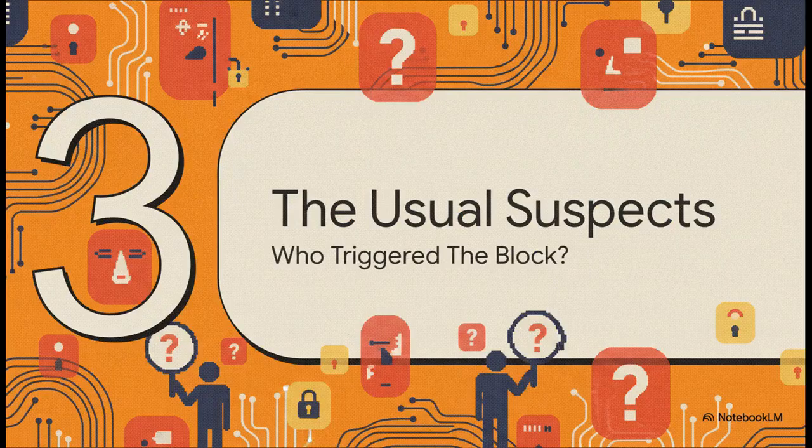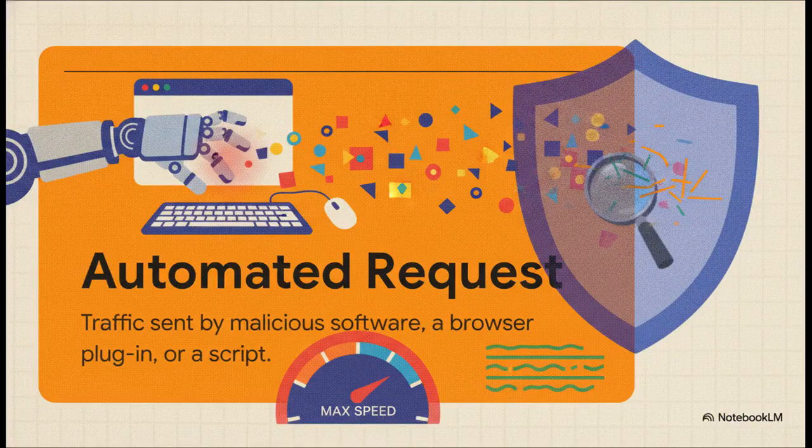Section 3. The usual suspects. Who triggered the block? Now that we've secured the crime scene and checked the rulebook, we have to ask who or what actually triggered this defense. Before we start pointing fingers, we need to understand the weapon of choice here, the automated request. You see, these systems are expecting human behavior, right? They expect clicks, little pauses, scrolling, taking time to read.